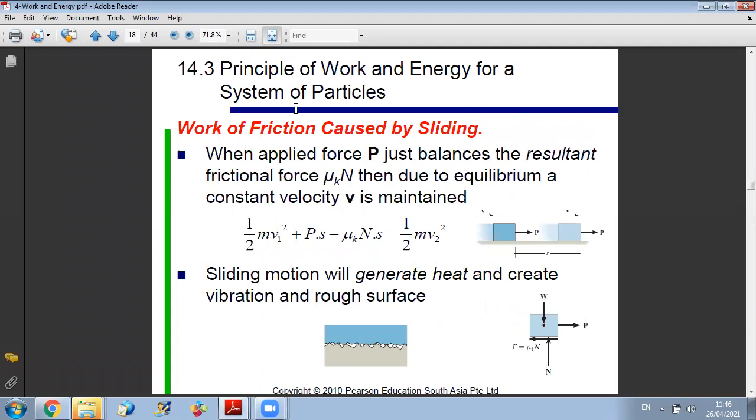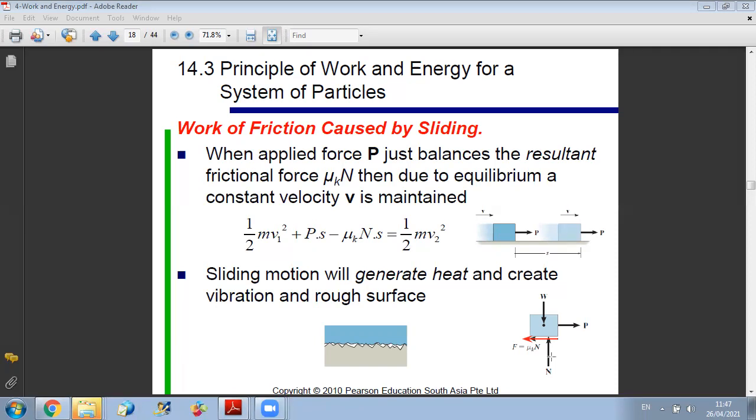Let us take a small example. If we have a block P moving on a rough surface, then what are the forces acting on it? We are applying a horizontal force on it to move it, and due to the rough surface, you will have a friction developed between the surface and the block, and this friction will try to oppose motion, and it's given by mu k N. Whenever we have sliding between two surfaces, the friction will be kinetic and not static. And of course, we have the weight force and the normal force.